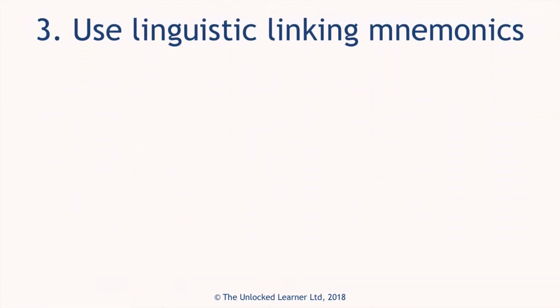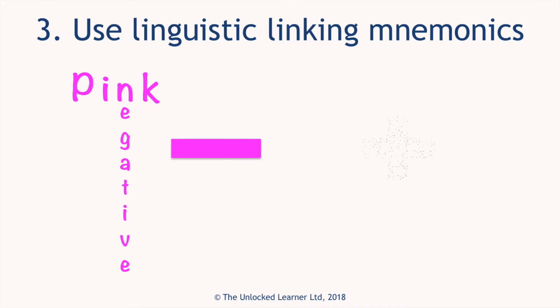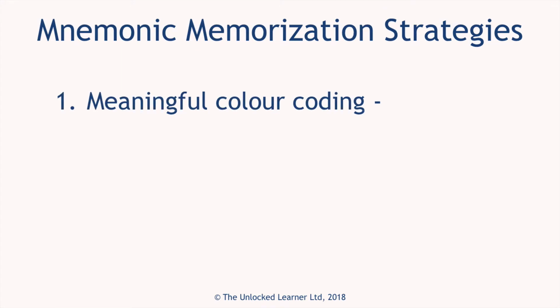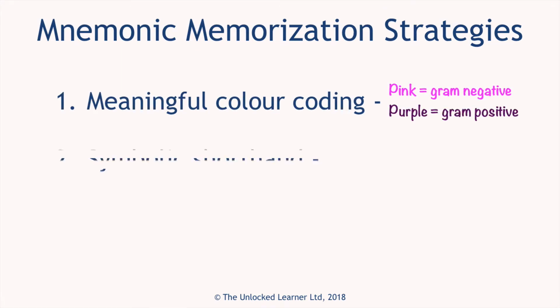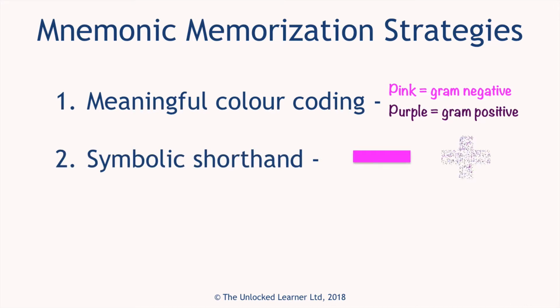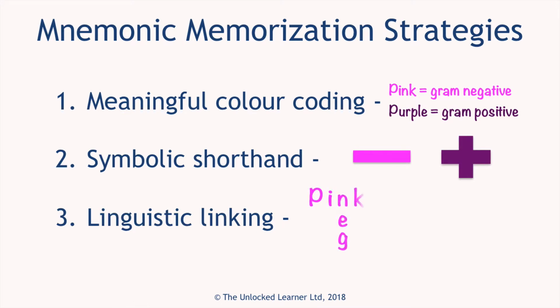The third strategy was to reinforce the mnemonic connection between pink being negative, which differentiates from purple being positive, by linking the letter N in the word pink to the word negative to create a much stronger linguistically linked mnemonic association. Once my student's brain had encoded that pink is negative and purple is positive using these 3 far more memorable mnemonic strategies of meaningful colour coding, symbolic shorthand, and linguistic linking, she could move on to the next and deeper level of learning on this topic.